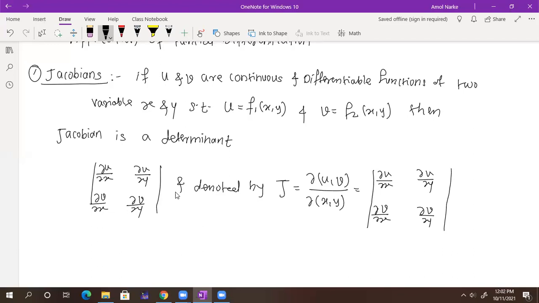Now, when we have u as a function of x, y, z and v as a function of x, y, z, something like that, that time also you can use this thing. Okay. So now see.